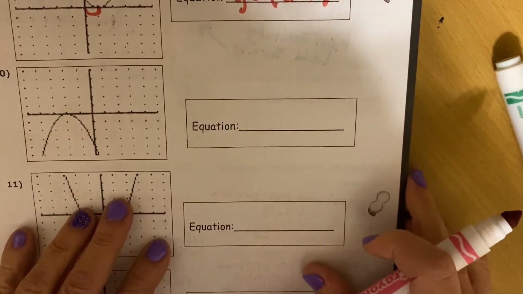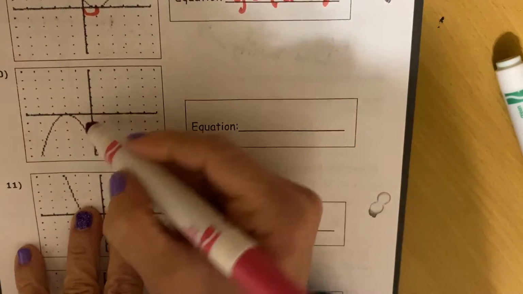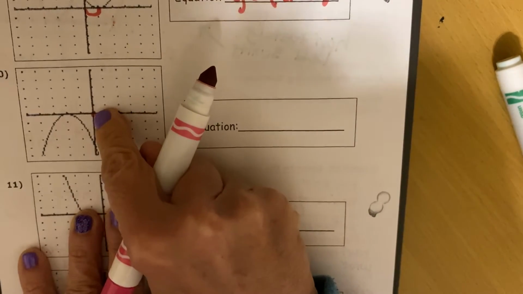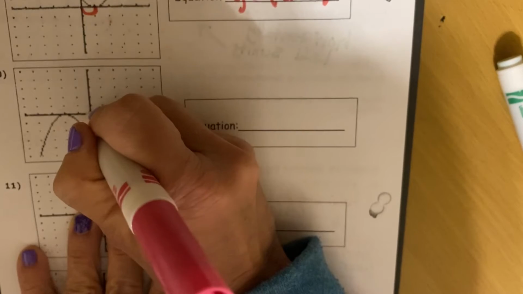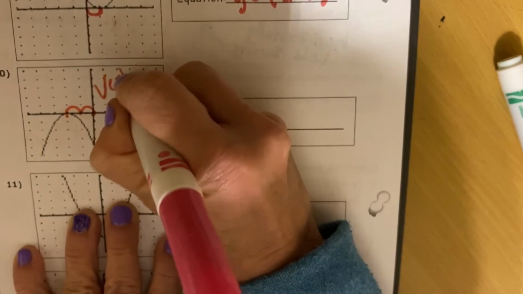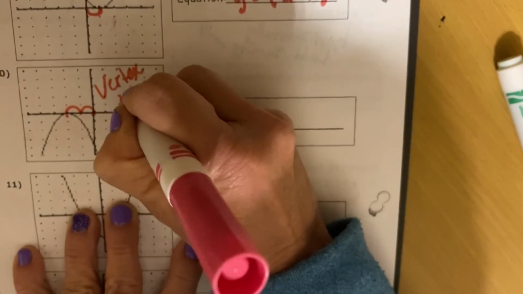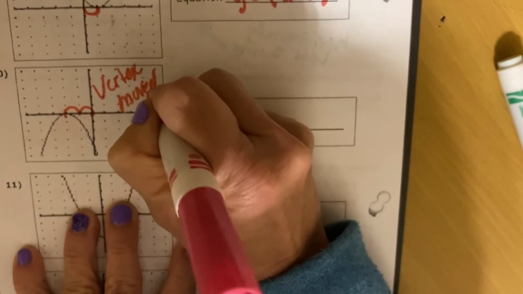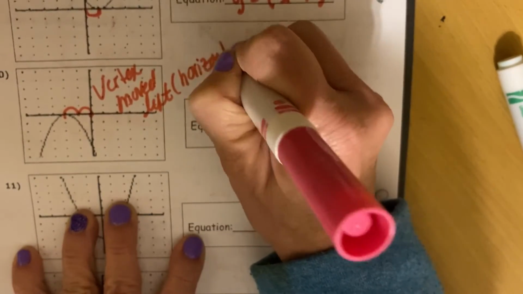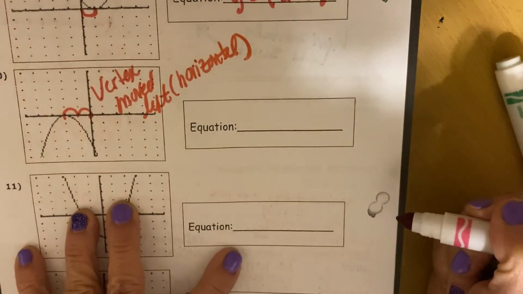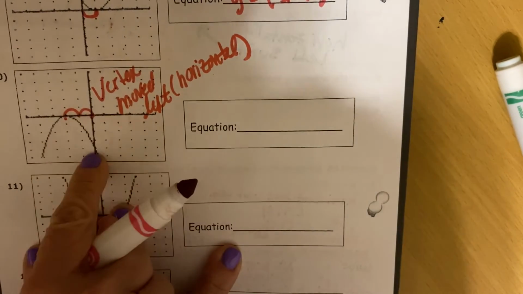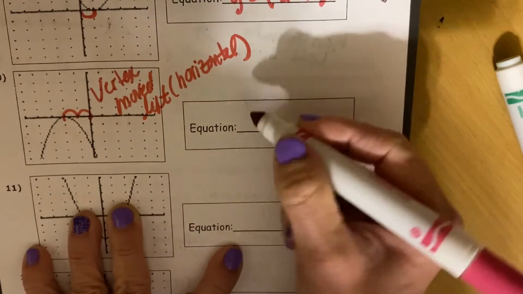Looking at number 10, I want to find out how my vertex has moved from the origin. I'm going to count over how many places it's moved. So 1, 2, so my vertex has moved left, which is horizontal. And so to get horizontal movement, I have to have parentheses. And I also know that this is a reflection, and so I have to have a negative.